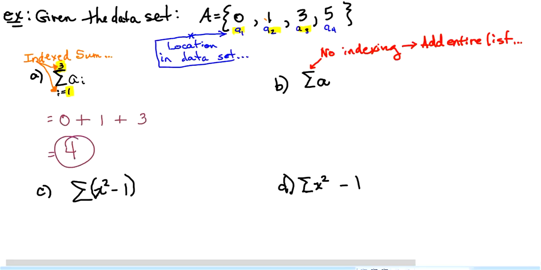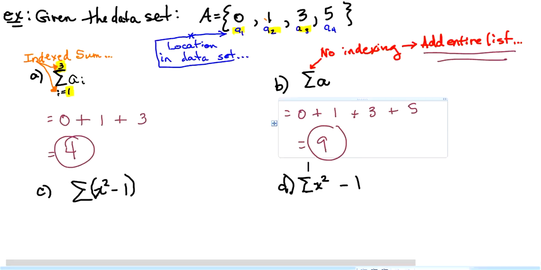Okay, in part B, there is no indexing. So when there's no indexing, it's just sigma A, right? It means add up all the values. So we add up everything in the list. It's quite simple. So if you tried that, you should get 9.